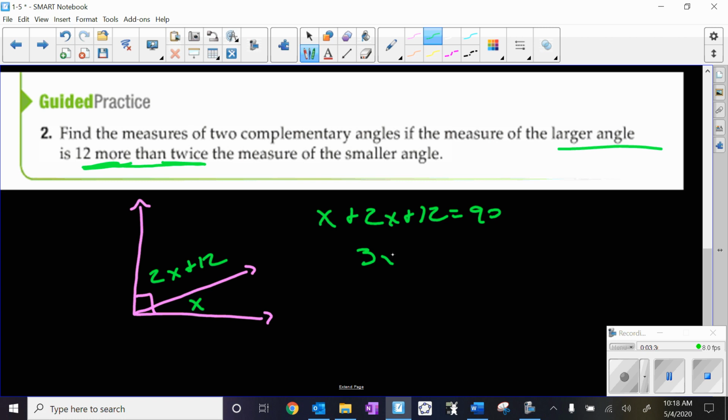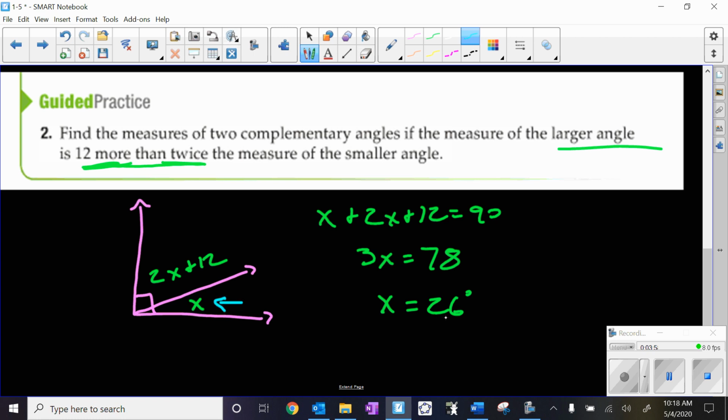So I have 3x equaling, let's see here, 78. And then I'm going to divide by 3. x is then going to get me a value of 26. Again, that 26 represents this angle measure.